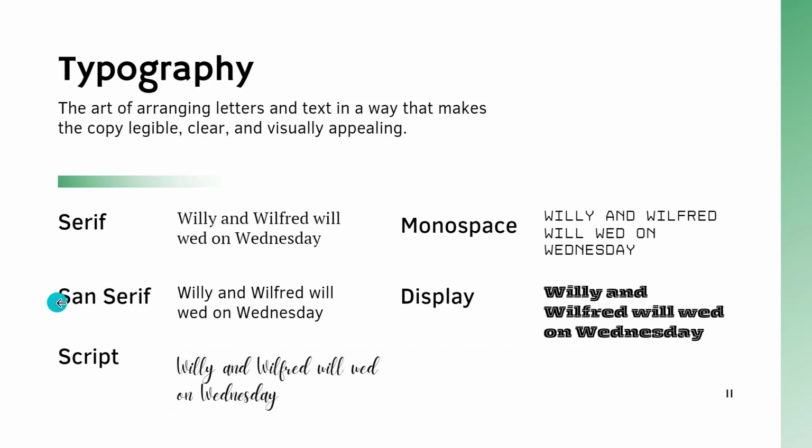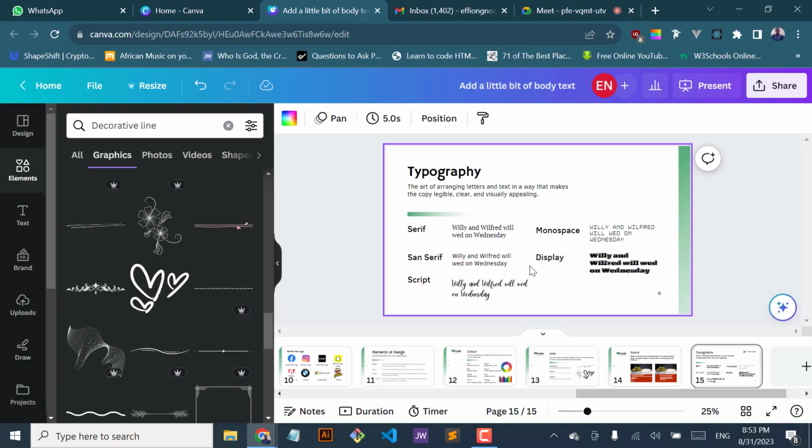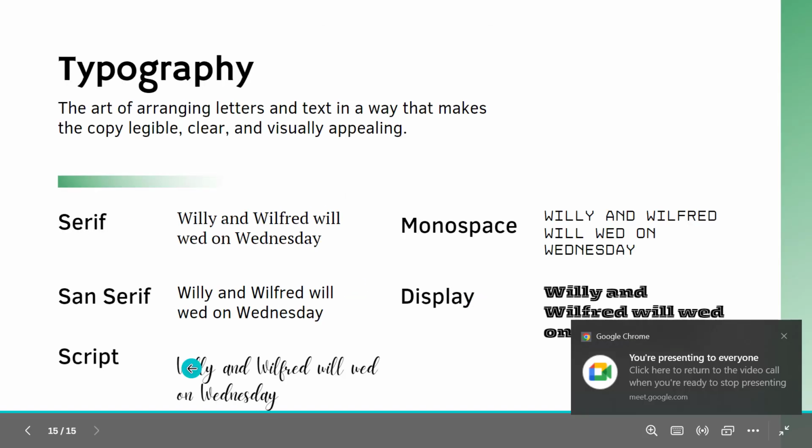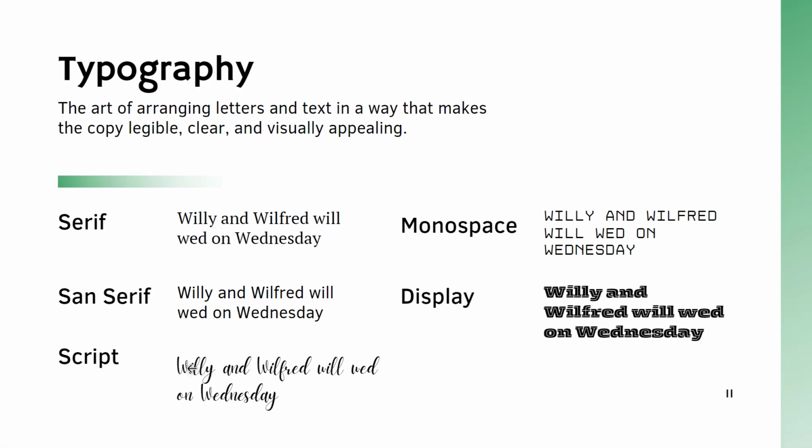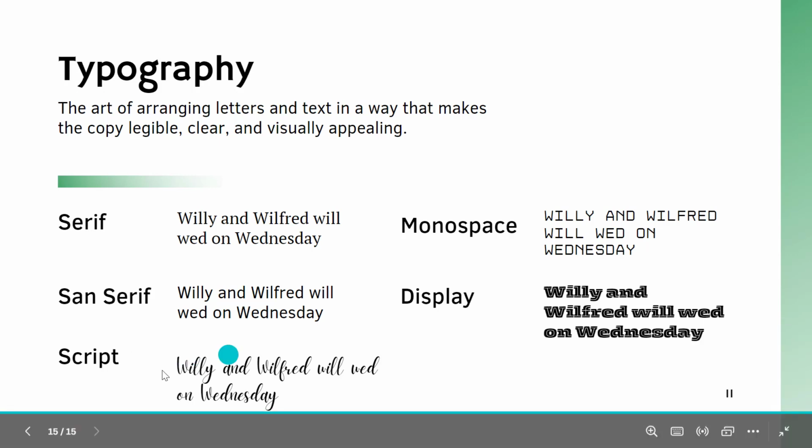The next type of font is sans serif, and this means without line. So you see the example. These fonts are straight. They don't have any pointed ends. Scripts have this fanciful look, this design, and they are mostly found in maybe wedding invitations.